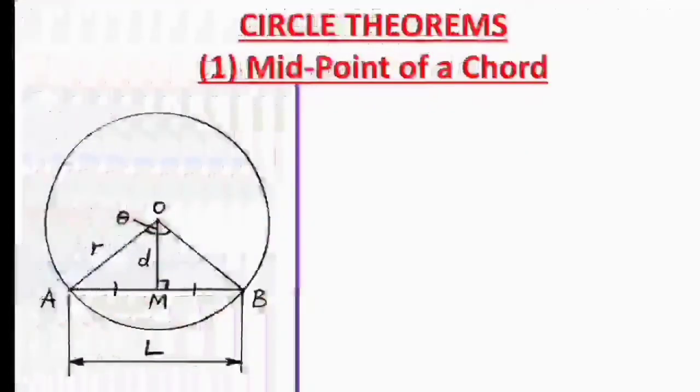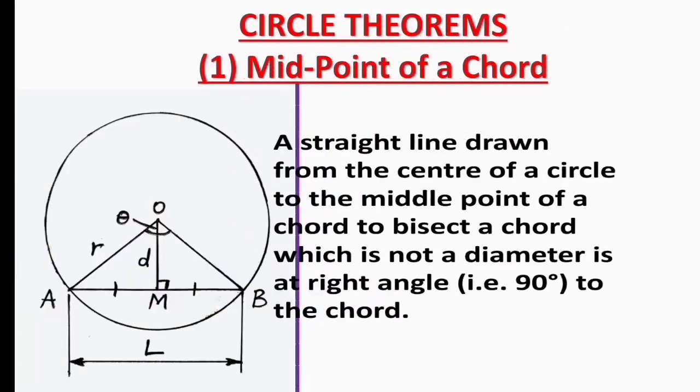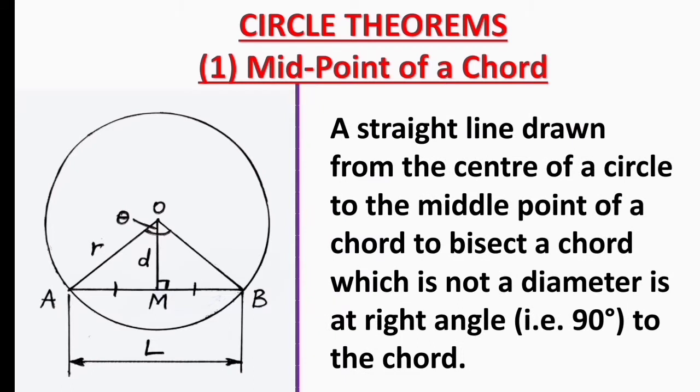Looking at circle theorem number 1, the midpoint of a chord. From the statement, a straight line drawn from the center of a circle to the middle point of a chord to bisect a chord which is not a diameter is at right angle, which is 90 degrees, to the chord.